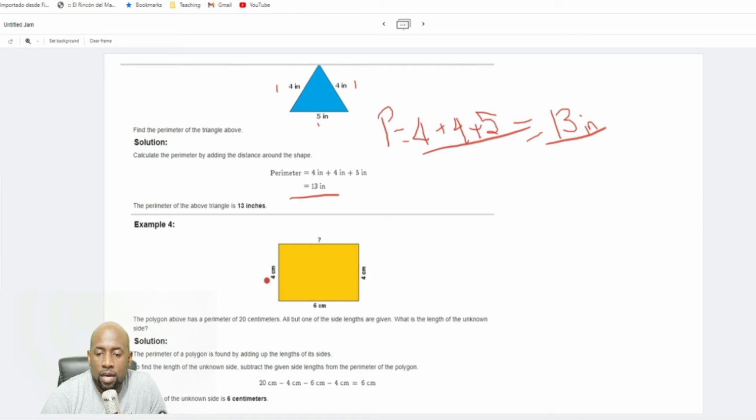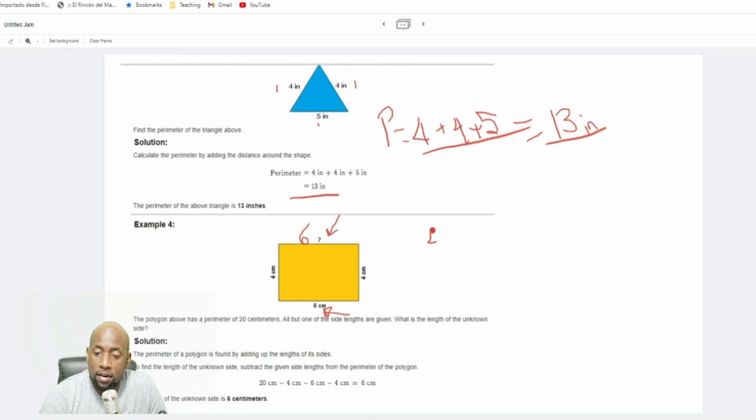Now we have here another rectangle. You see here a question mark. It's asking you what should be the length on that. You know what it is because it's telling us down here that it is going to be 6. So then it's 6 here.